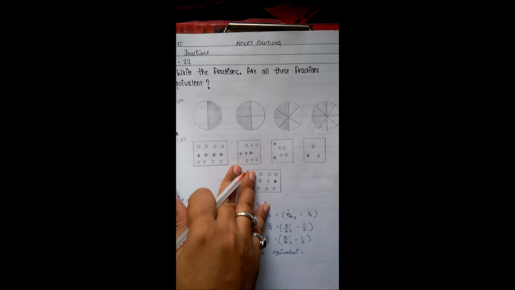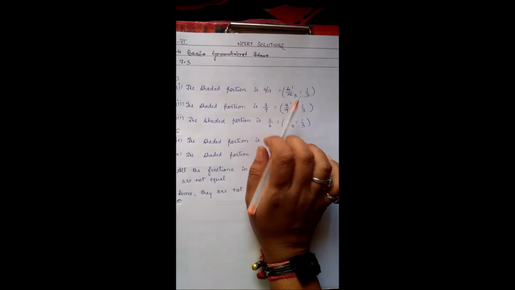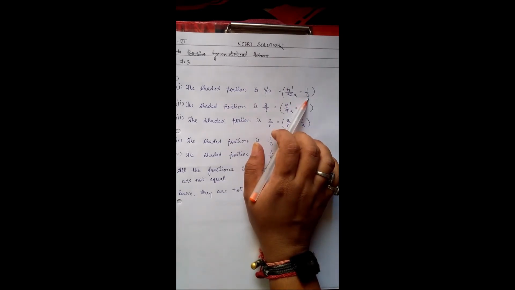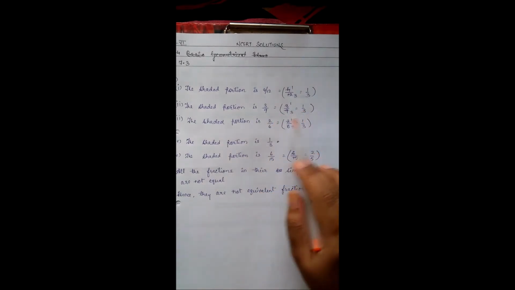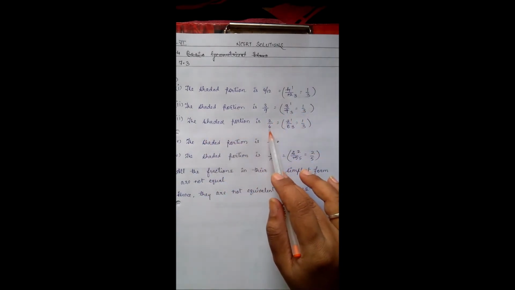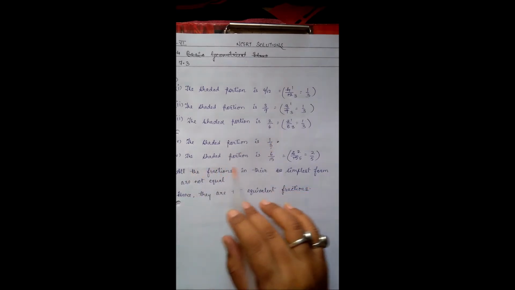Now, let's see the B one. The shaded portion in the first one is 4 by 12. That is 1 by 3. We can reduce it to 1 by 3. Shaded portion in the second one is 3 by 9. We can reduce it to 1 by 3. The shaded portion in the third one is 2 by 6, we can reduce it to 1 by 3. In the fourth one, the shaded portion is 1 by 3. And in the fifth one, the shaded portion is 6 by 15. We can reduce it to 2 by 5. Now, all the fractions in their simplest form are not equal. Hence, they are not equivalent fractions.